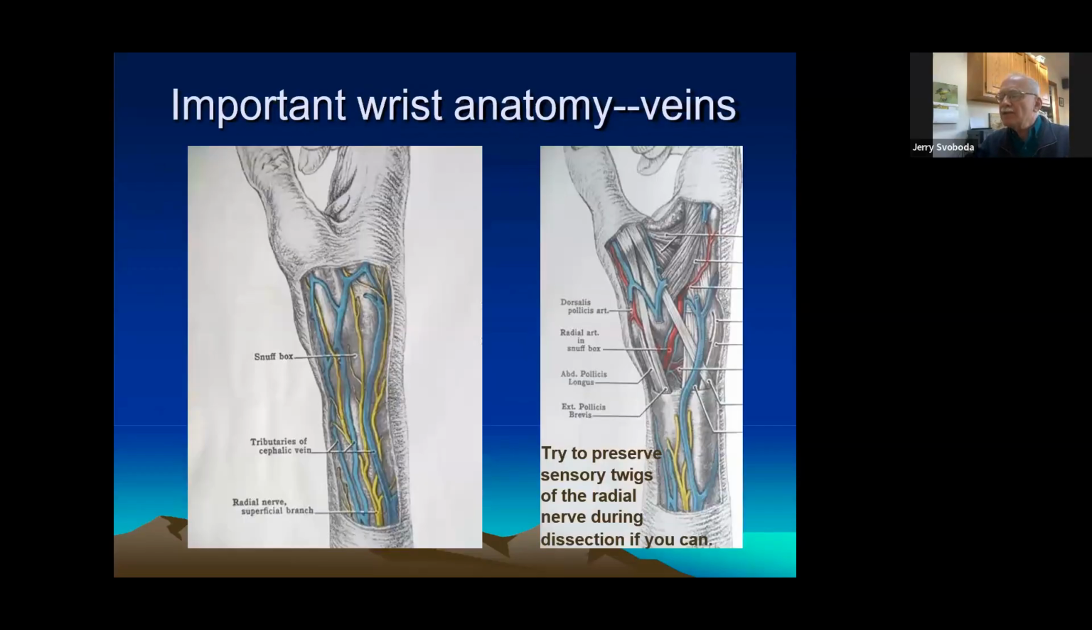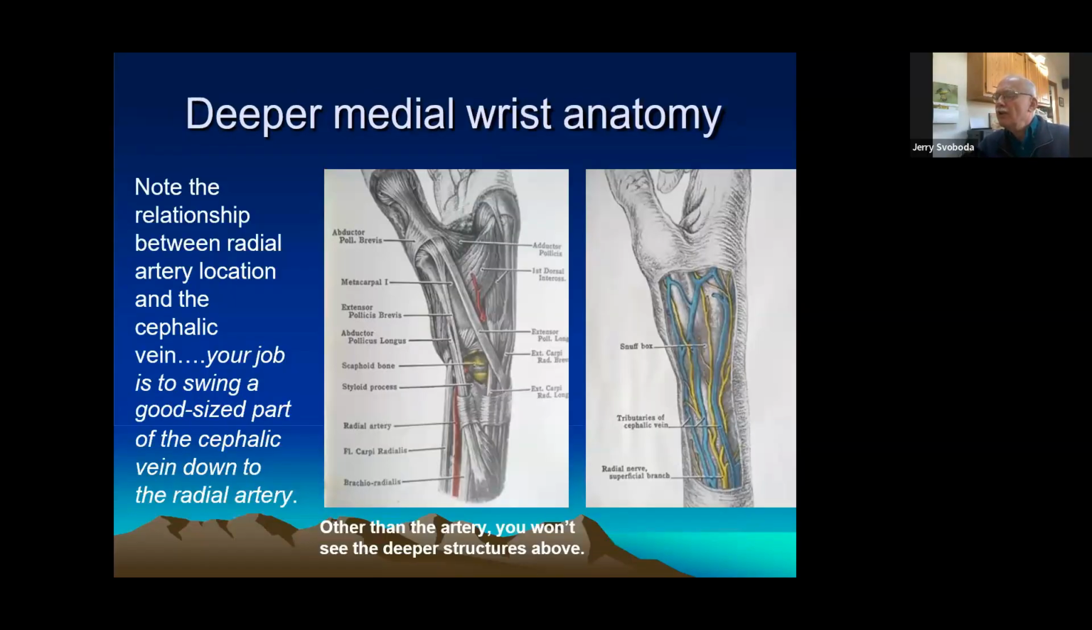This is some of the anatomy of the cephalic vein. You won't see anywhere near this much anatomy. Ideally, you're seeing pretty much only the vein. If you see superficial nerves, you try to preserve them. This is deeper structures. Look at the picture on the left for the location of the radial artery, and look at the picture on the right for the typical location of the cephalic vein. Your job is to bring the vein down to the artery. Your job is to swing a good-sized part of the cephalic vein down to the radial artery. You won't see all these deeper structures.